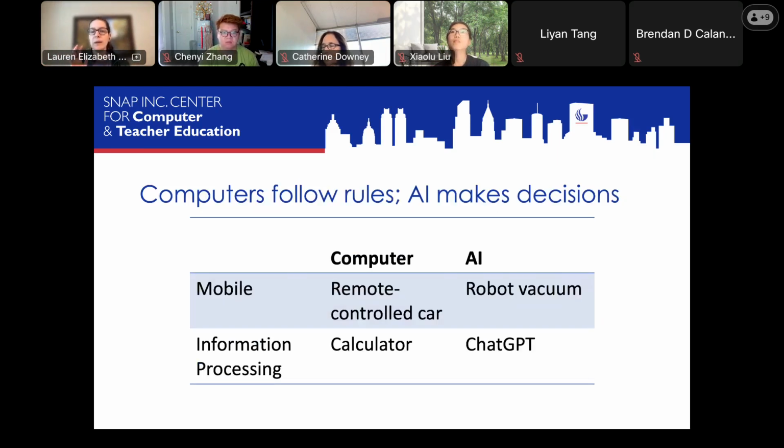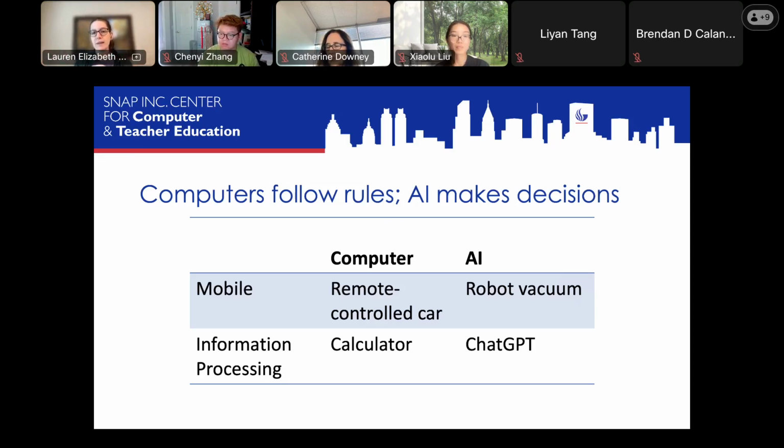And then I wanted to make a quick distinction between computers and AI. Computers follow rules exactly as they have been described by a programmer, whereas AI is able to make a decision. So that's what distinguishes AI from just a computer in general. For example, if we're looking at something that's mobile, a computer would be a remote controlled car. The human is telling it exactly where to go and exactly when to do it. Whereas AI would be like a robot vacuum that has sensors that can take in information about its environment and make decisions on its own about how to navigate it.